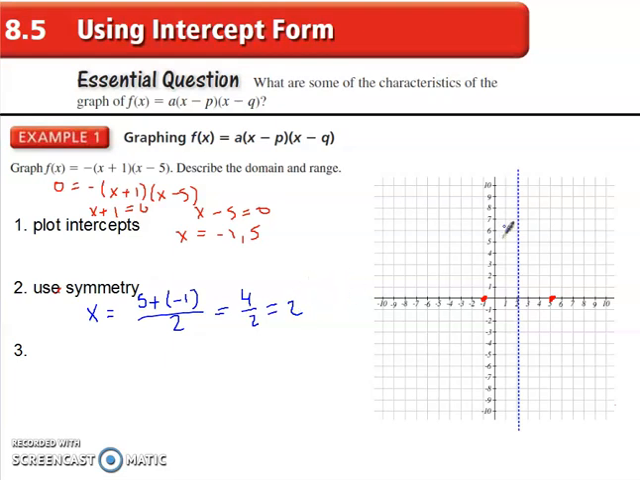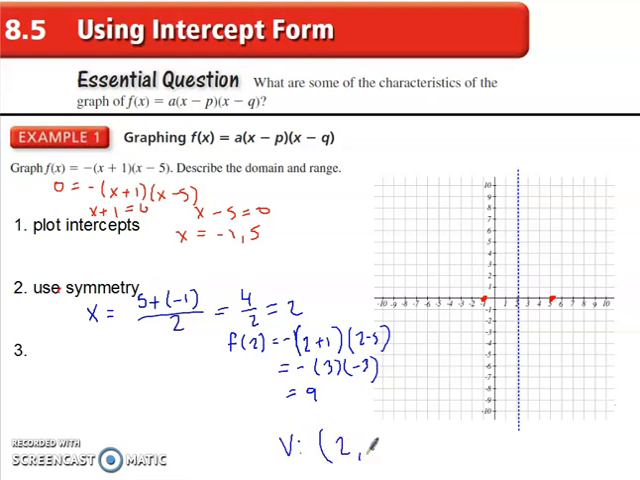Now that I know my vertex is on this line, where x has to be 2, I just evaluate f of 2 to find the y value, or to find where exactly that vertex is. Negative, and then I'm multiplying by an x value of 2 plus 1, and 2 minus 5. So -3 times -3 gives me a +9. So my vertex has an x value of +2 and a y value of 9, meaning that my vertex is here, and my parabola is going to be facing downward when I connect those three dots.